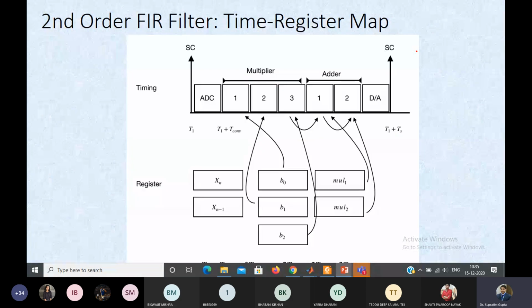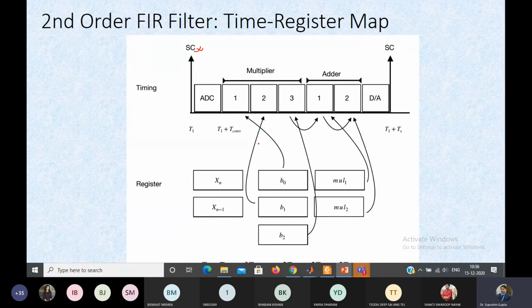Now apart from that, we can also have a visual representation of the time register map. Then we have this ADC, which will take some time to convert. The SC, the start conversion signal, is invoked at T1, say. At T1 plus conversion time we get the first sample xn, and then we do this multiplication and addition operation, which I have just explained. We have 3 multiplications, place those contents here, and then we add. After adding, whatever we get is passed to the DA. The DA may take some time to provide the output, and after that your SC should start, or we can neglect this time, DA and SC can be here.